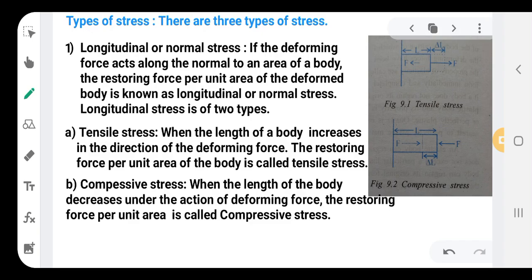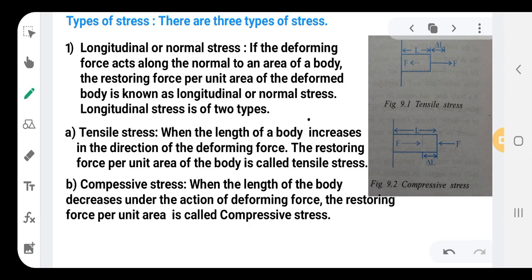So let us see longitudinal. Longitudinal means, by the name itself we can understand, it is the stress which is applied lengthwise. If the deforming force acts along the normal to an area of a body, the restoring force per unit area of the deformed body is known as longitudinal or normal stress.